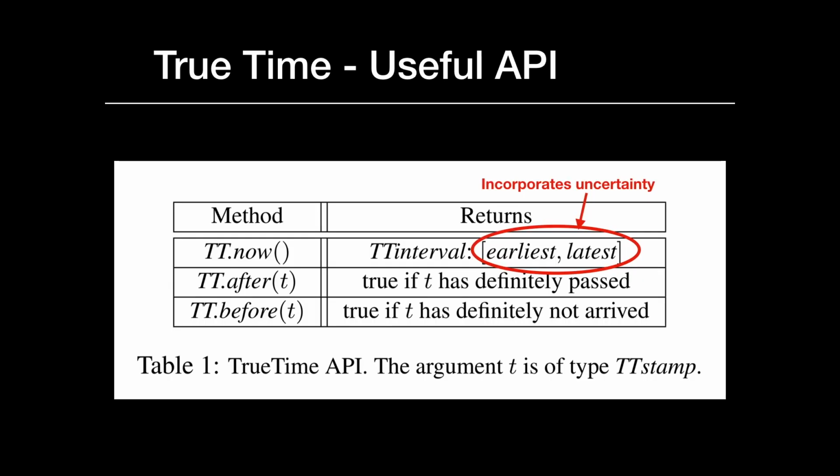So as we can see here, by asking for what time it is now, the TrueTime API provides a range of times, which is the earliest time it could be and the latest time it could be, which incorporates a certain amount of uncertainty.